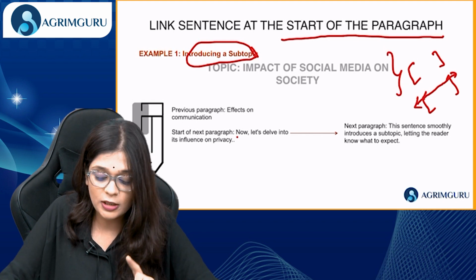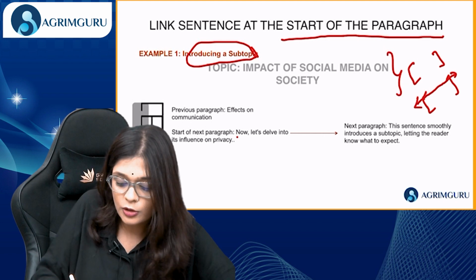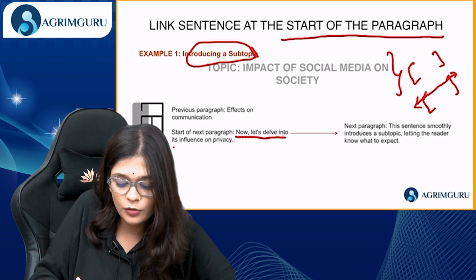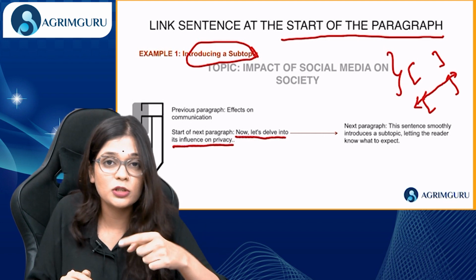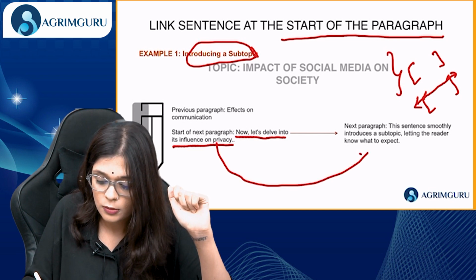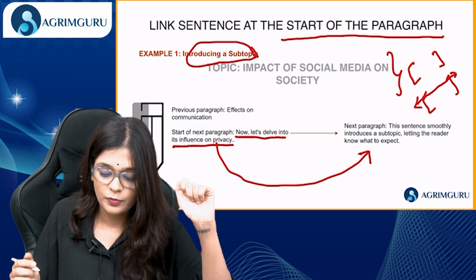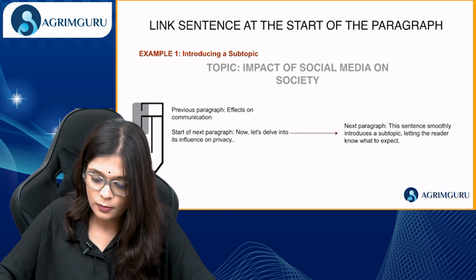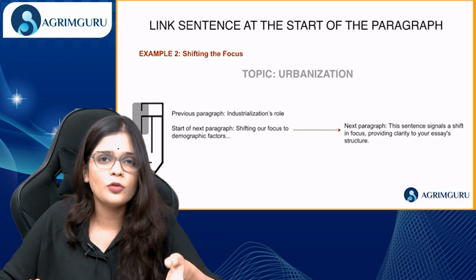So at the start of the next paragraph, you can write, now let's delve into its influence on privacy. You're introducing a subtopic of communication. So the reader knows what to expect. This will maintain the flow. Another is shifting the focus.